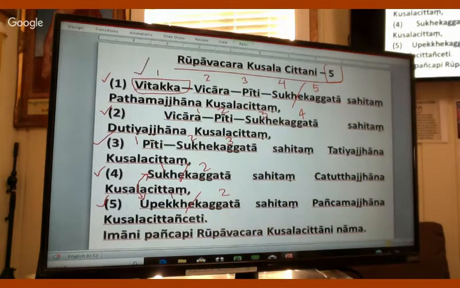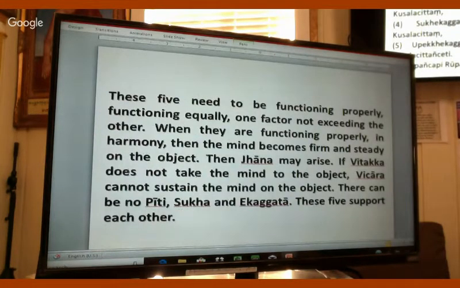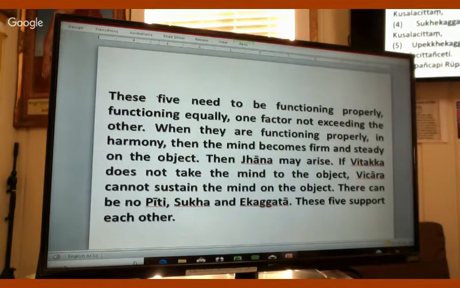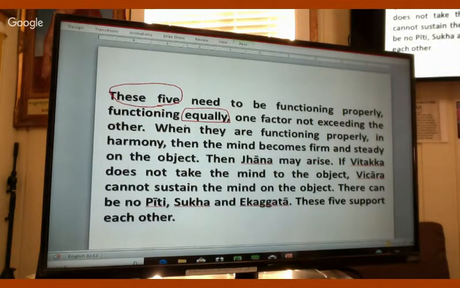We will learn the Vitakka first. What is Vitakka? The first jhana factor in the Pathama jhana kusala citta. Okay, one by one we will learn. So these 5 jhana factors: Vitakka, Vicara, Piti, Sukha, Ekaggata. These 5 jhana factors need to be functioning properly, functioning equally. Equally means that their power does not overcome each other. Their power needs to work equally. So that means one factor does not overpower the others. It's very important.